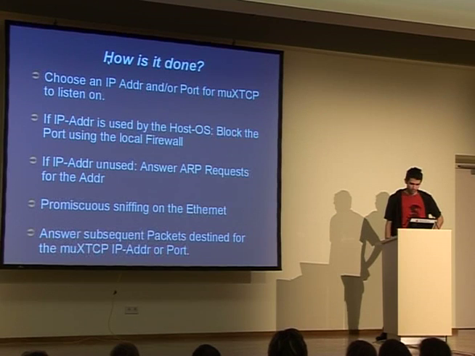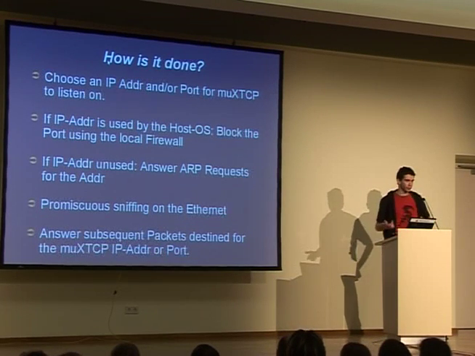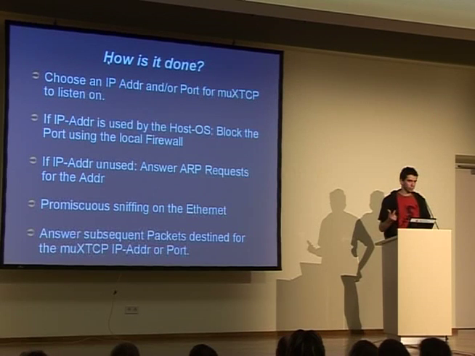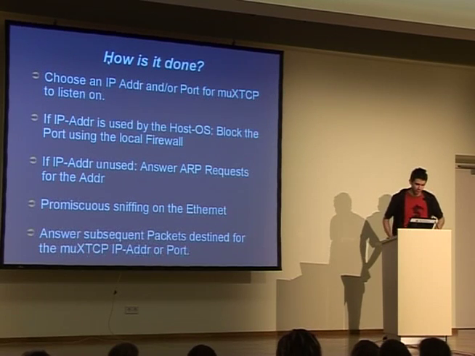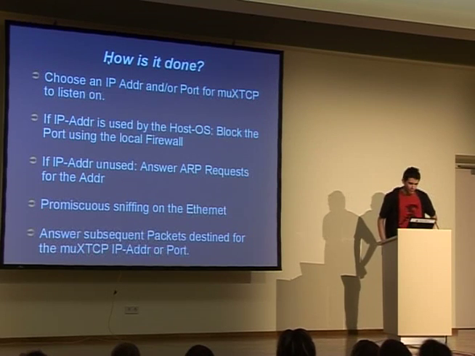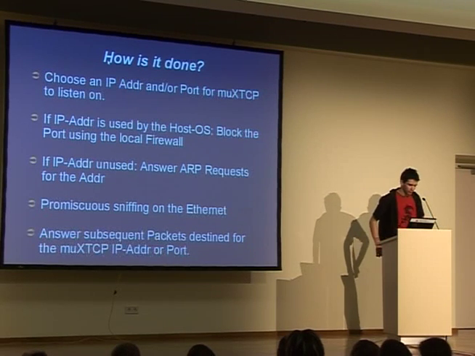How is it done? Well, we choose an IP address and/or a port. We can use an individual port that we run our own TCP/IP stack on, or we can use an entire IP address or a space of IP addresses. Right now, there is no support for that. And if the IP address is used by the host OS, we just block it using the firewall or the port. And if the IP address is unused, we answer the ARP requests ourselves.